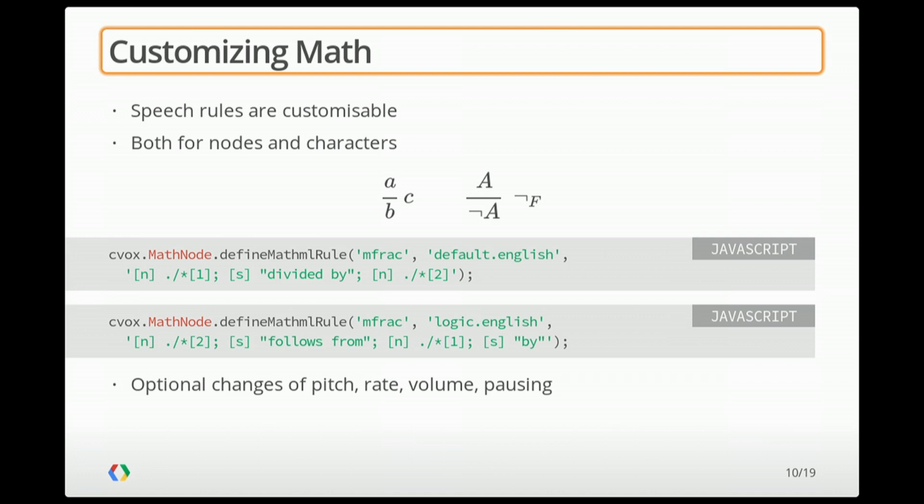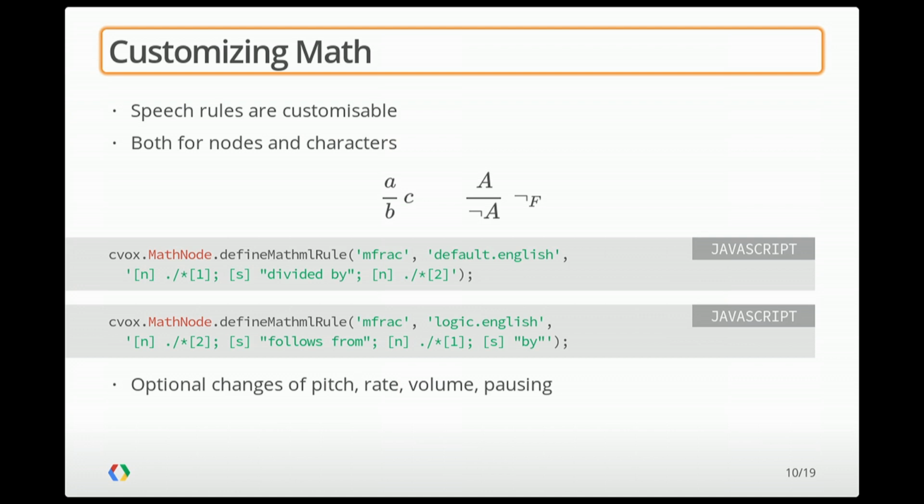And I've put down the simple JavaScript functions that allow a user or a contributor to customize our speech rules accordingly for the different expressions that you have. In addition to just customizing them by entering different orders in which things are spoken and different types of strings that are spoken, you can also make optional changes to things like pitch, rate, volume, as well as pausing for effect, as we had earlier in the quadratic formula.